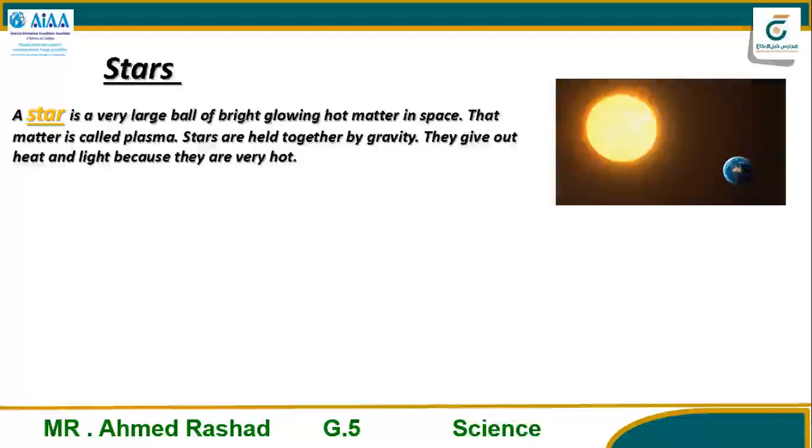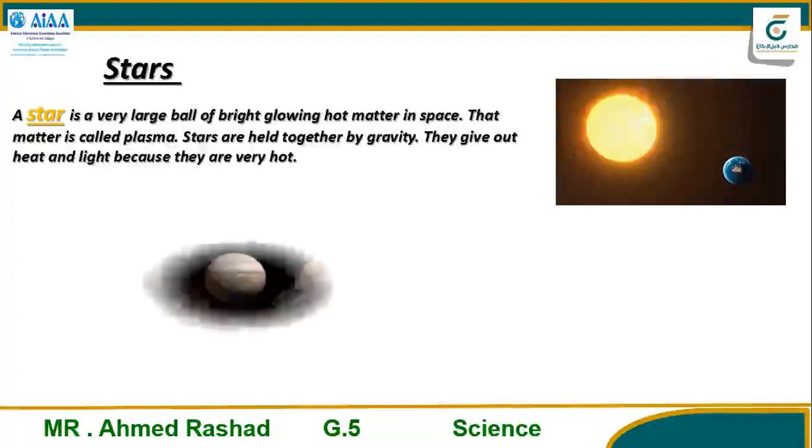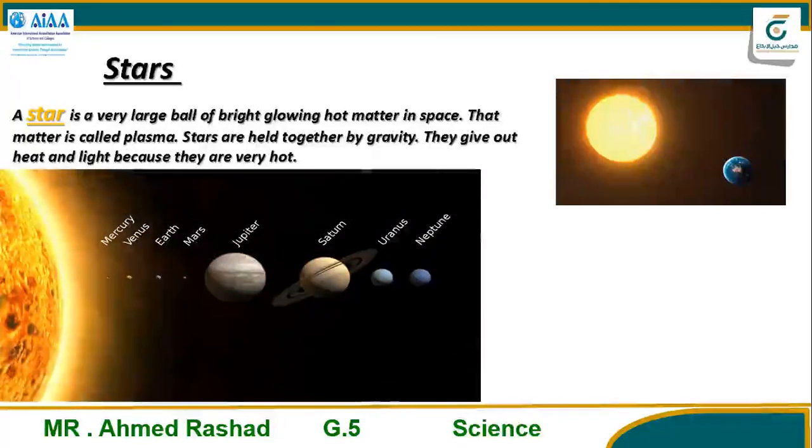That is different from our gravity here on earth. Stars give out a lot of heat and light because they are very hot, because of the explosions happening on the surface of these stars. Again, in simple words, a star is a big, large ball of hot matter that gives us heat and light. You can watch our solar system, the inner planets and the outer planets.